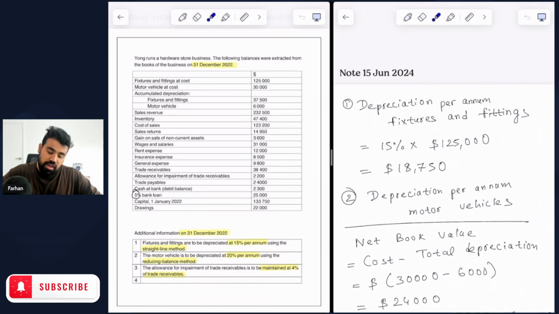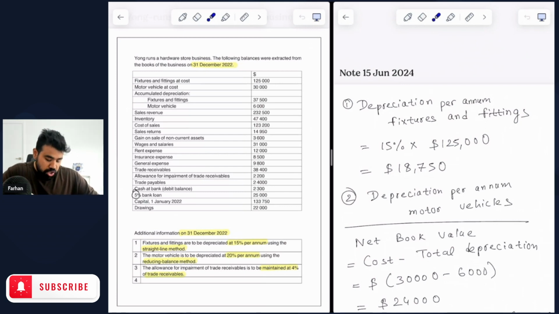So what you can see is that I wrote depreciation per annum for fixtures and fittings, and that can be calculated by multiplying 15% with the original cost of $125,000, and that gives you $18,750. Also, because this is a straight line depreciation, we will have the same depreciation of $18,750 every year, all the way until the end of the asset's useful life.